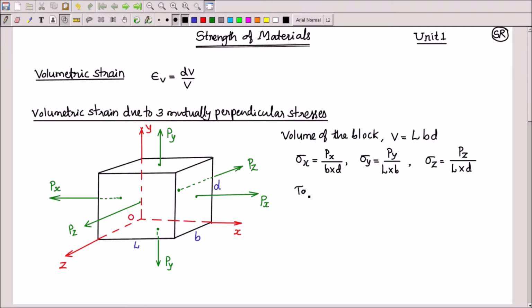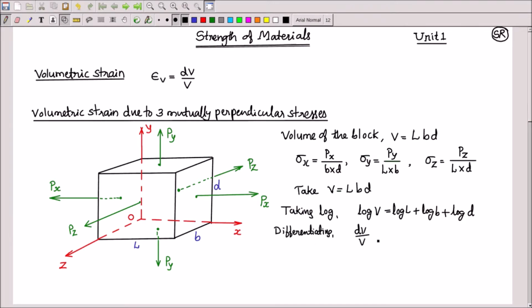Now let us take the original volume of the block V is equal to LBD. In order to get an expression for volumetric strain, let us take logarithm on both sides. We get log V is equal to log L plus log B plus log D. Differentiating this equation, we will get dV by V is equal to dL by L plus dB by B plus dD by D. But here dV by V is change in volume by original volume, which is volumetric strain.